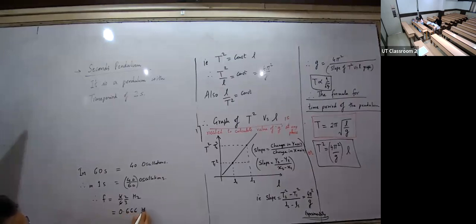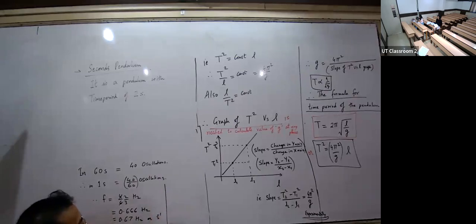6666, like that. This will be 0.67 hertz. Right? Okay. So hertz or per second, because this is 1 by T. F is 1 by T, and T is measured in seconds. So hertz or per second, both are units of frequency. So F is equal to this.